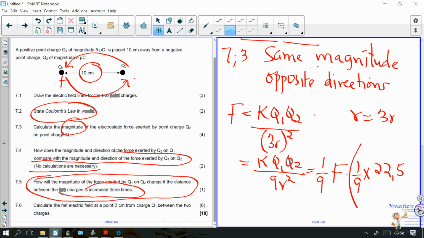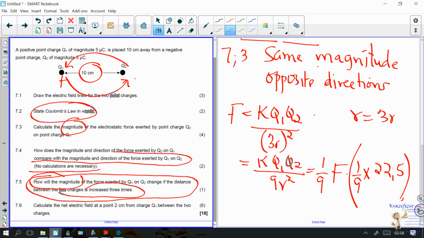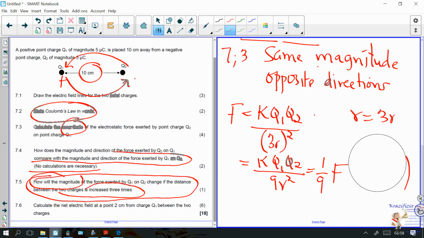But the question says, how will the magnitude change? So we don't really need to give a final answer there. It will change by a factor of 1 over 9. Calculate the net electric field at a point 2 centimeters from Q1 between the 2 charges.